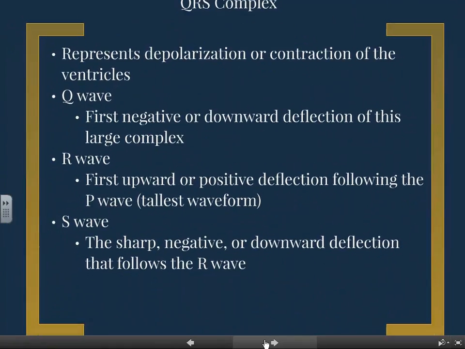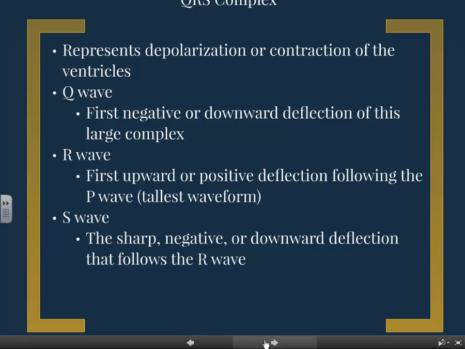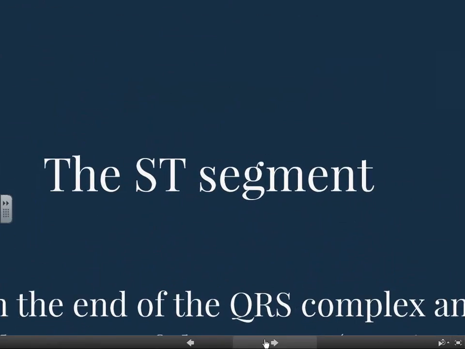Our QRS complex, ventricular depolarization. Your Q wave is your first negative or downward deflection of the large complex. Now, one thing that we learned from 12 lead: if we've got a Q wave that is at least one third of the depth of the R wave, but it is going downwards, what does that mean? That we've possibly got some type of AMI going on, okay? Remember, a Q wave MI? Your R wave is going to be your first upward deflection, and then your S wave is a sharp negative or downward deflection.